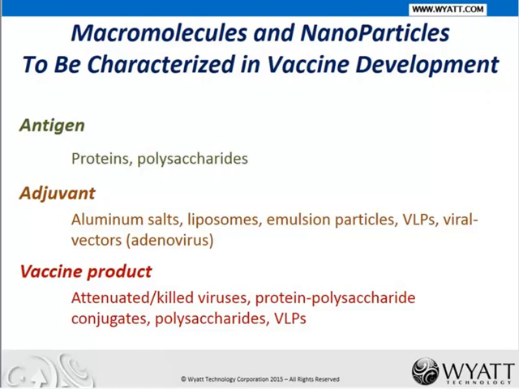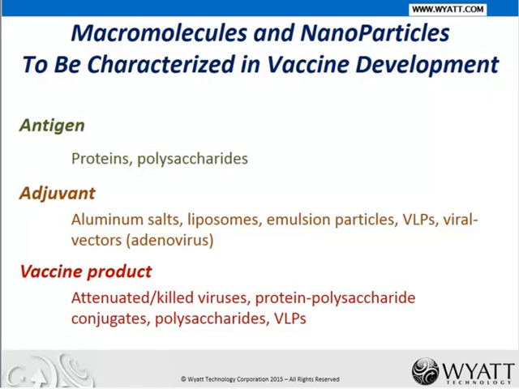Adjuvant. Adjuvant is the substance that boosts the immune responses to the antigen. Currently, the only FDA-approved adjuvant is the group of aluminum salt, but there are other future adjuvant candidates that are being actively researched. They include liposomes, emulsion particles, virus-like particles, or other viral vectors.